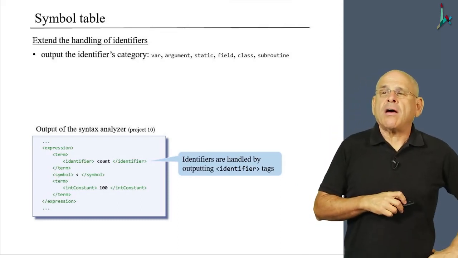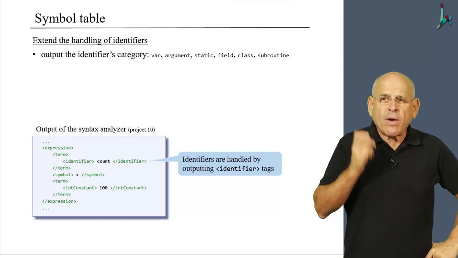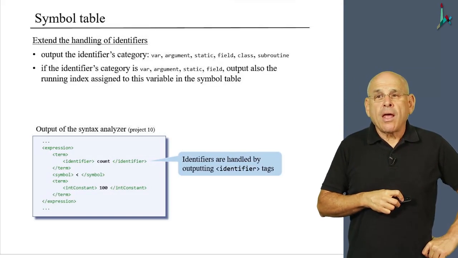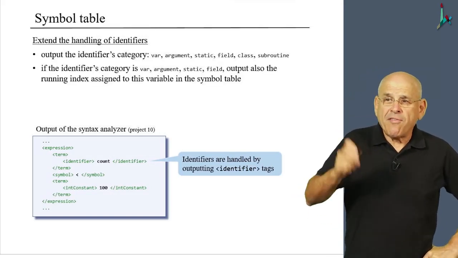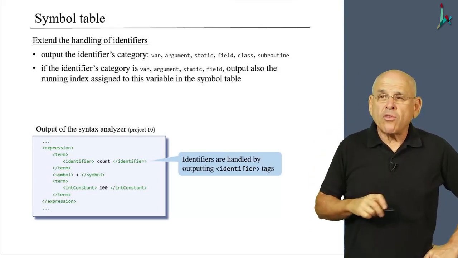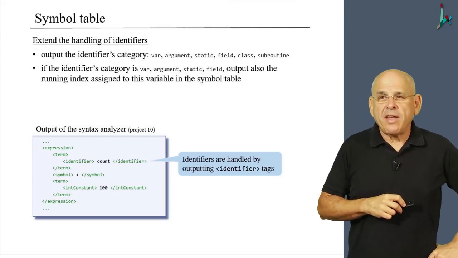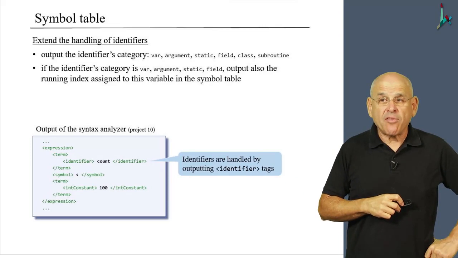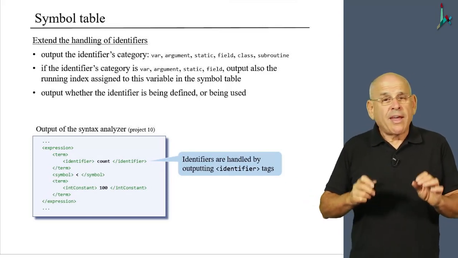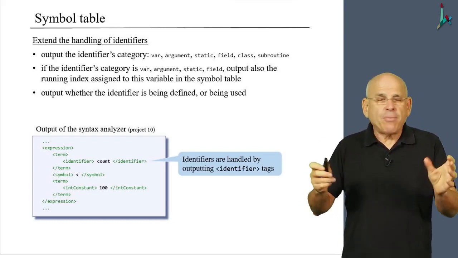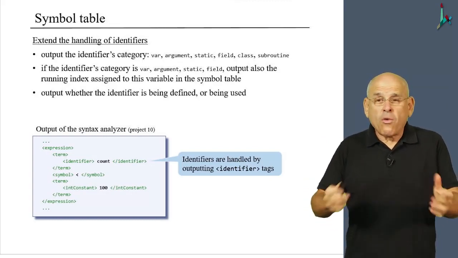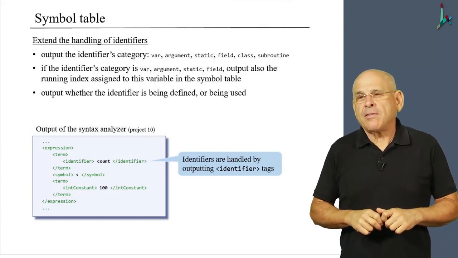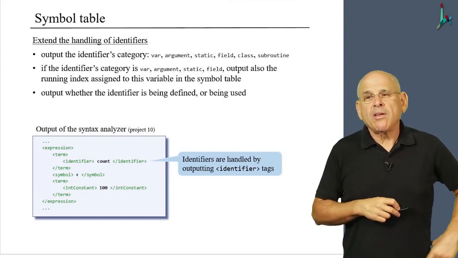So every one of these categories should appear in the XML output. By the way, when we say var, it's a synonym for local. Var and local variables are the same thing in our jargon. And if the identifier's category is one of var, argument, static, or field, we want the XML code to also include the number of this identifier within its kind. So, whether it's argument 0, 1, 2, and so on. We also want the syntax analyzer to output this information. And finally, we also want to output whether the identifier is being defined, for example, in the context of a var Jack command, or whether it's being used, for example, in the context of evaluating some expression. So that's another item that we want your syntax analyzer to output to your XML output.